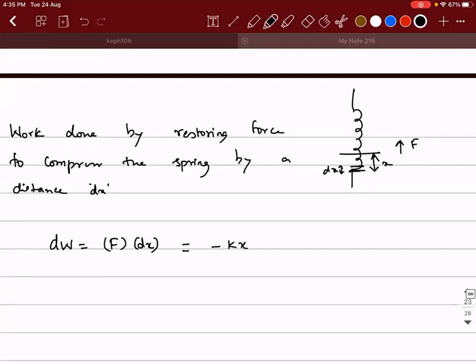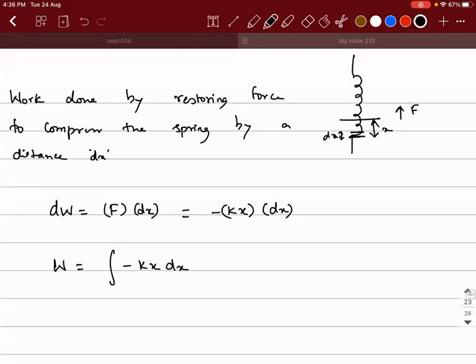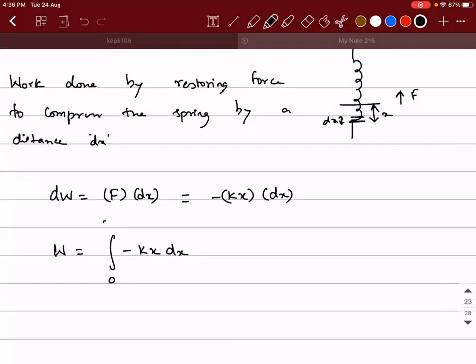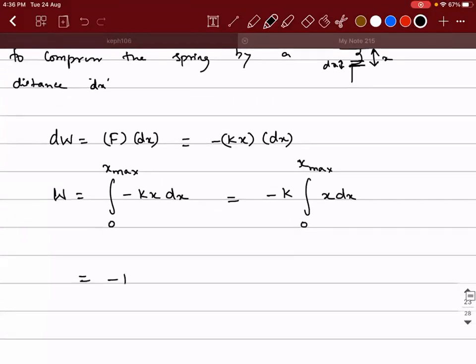So what is F here? It is minus kx, into this dx. Am I right, guys? So if you want to calculate the total work done, what are we supposed to do? Total work done is equal to the integral of minus kx dx between the lengths 0 and x max. So minus k will come out, integral of x dx between 0 to x max. How much is it? X square by 2, sir. That's right. Minus k into x square by 2 between 0 to x max.